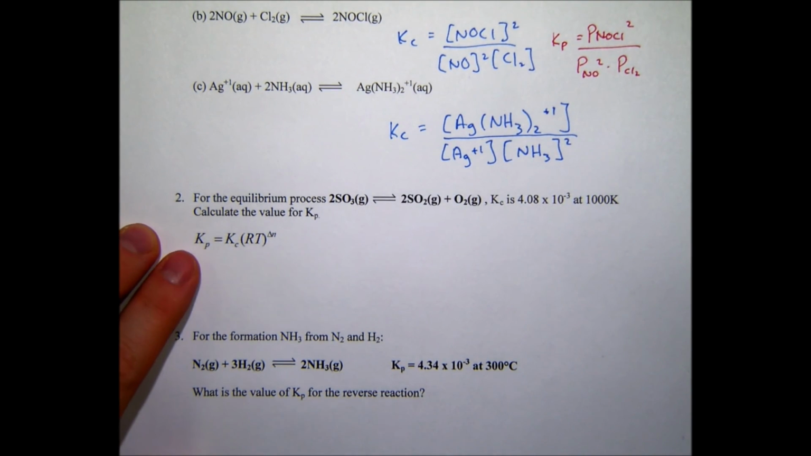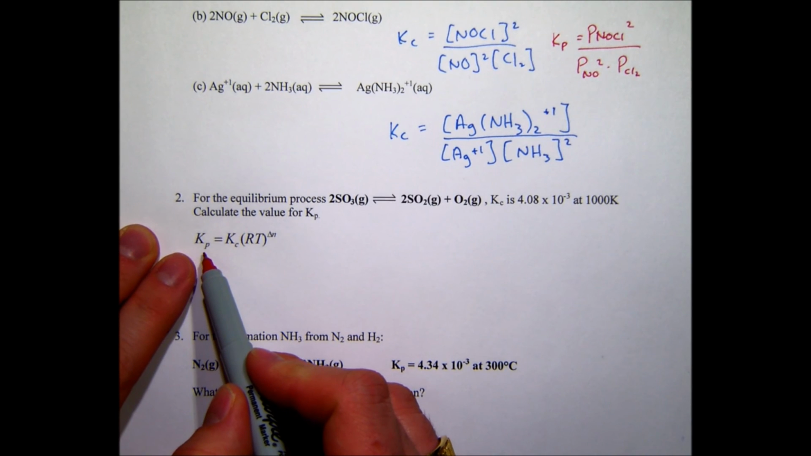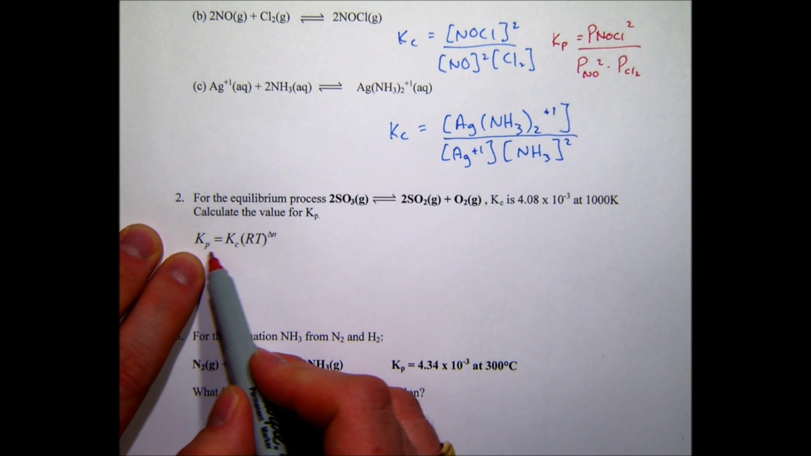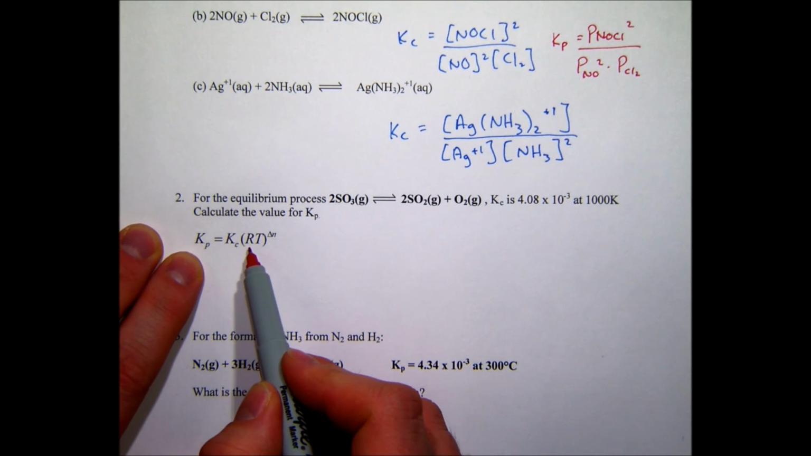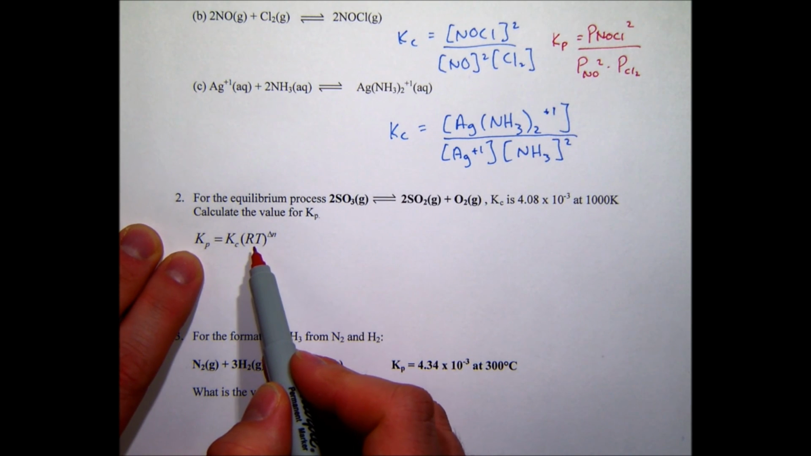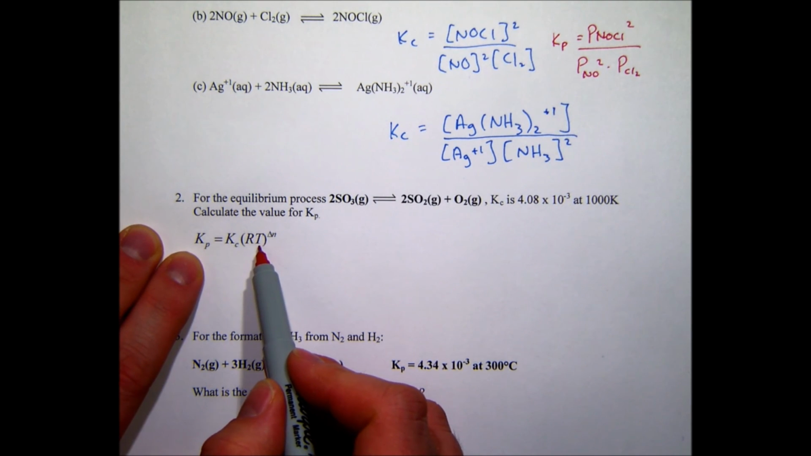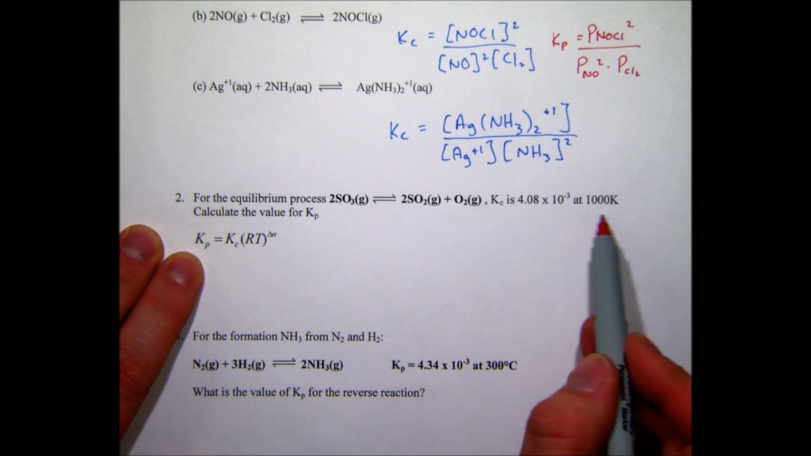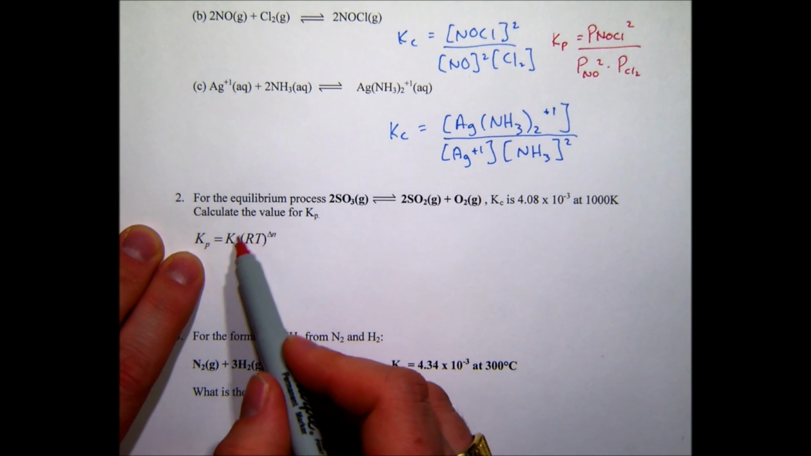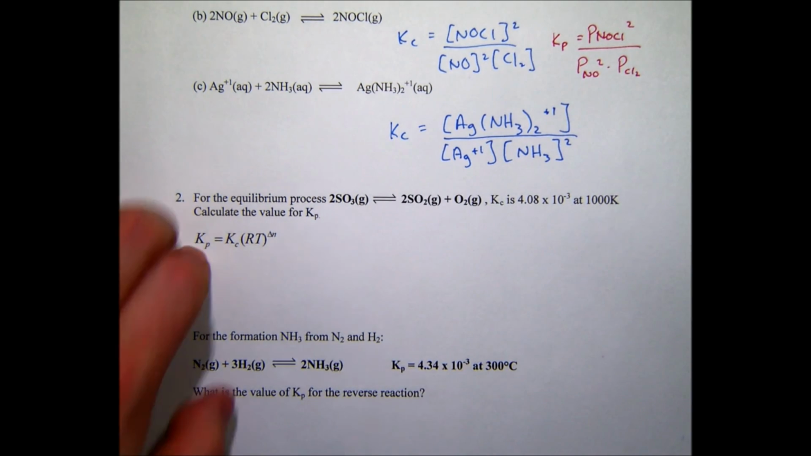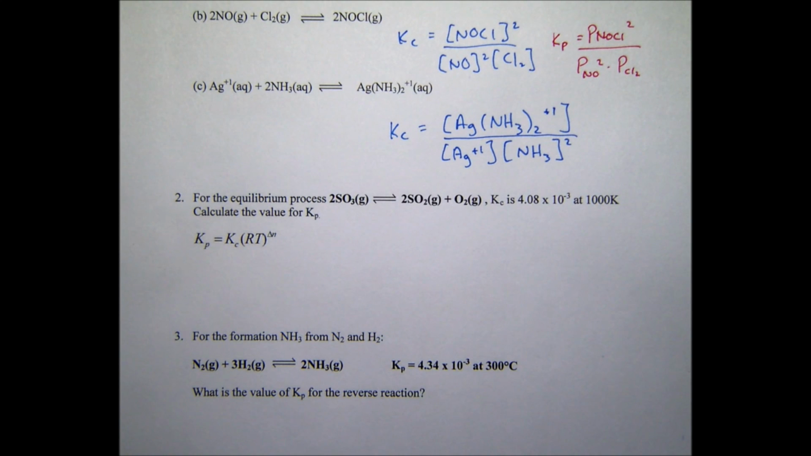So we have this equation here, and it says that the equilibrium constant with respect to pressure, Kp, is equal to Kc times the gas constant, that's 0.08206, times the absolute temperature, so you have to use Kelvin, and RT is raised to the power of the change in number of moles of gas, or delta N.